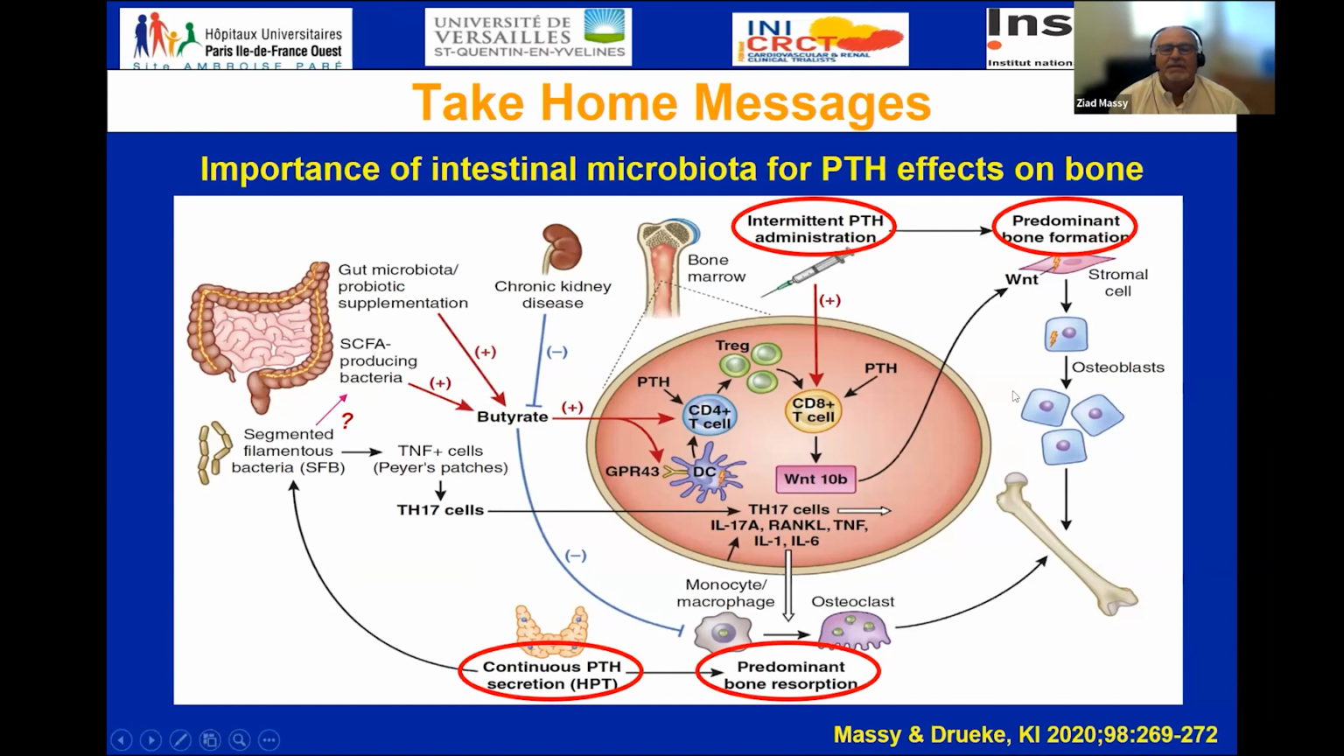All this data was, let's say, in animals. What happens in chronic kidney disease? I showed you that maybe we have less butyrate. What happens with this butyrate and its effect on continuous PTH elevation in our patients needs to be explored. What happens if we supplement these patients with butyrate regarding continuous PTH? We need to explore it.